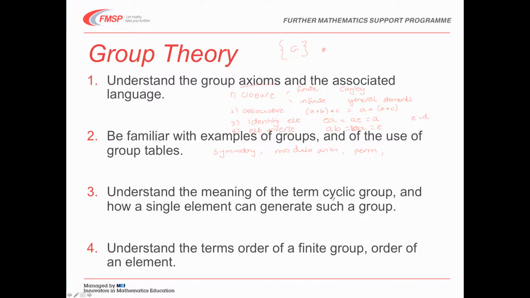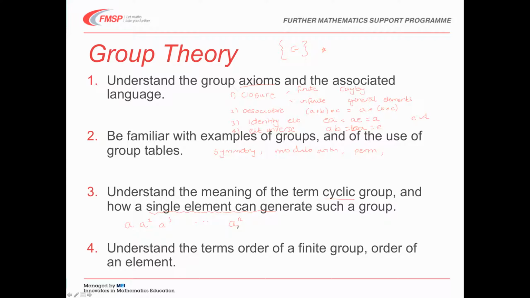A cyclic group is a group that can be generated by a single element, okay? And that's what it says here. A single element can generate a cyclic group. So that means if you take an element, A, and then you work out A squared, A cubed, up to the order of the group, and the order of the group is the size of the group, if that gives you all the elements, then that means you've got a cyclic group.